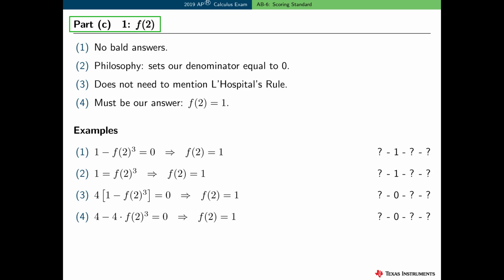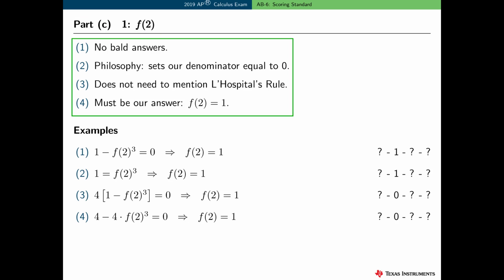The second point in part C was for the value of f of 2. Now, there were no bald answers accepted here. There had to be supporting work. And the philosophy in scoring this part is that we need to see the denominator set equal to 0. The student does not need to mention L'Hopital's rule to earn this point. And the answer must be ours, f of 2 equal 1.